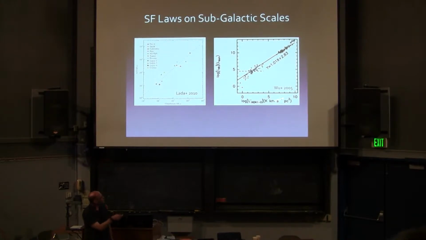Here's another way of looking at subgalactic scales and actually galactic scales. On the x-axis here, this is the luminosity of the HCN 1 to 0 line. The HCN 1 to 0 line is a tracer of dense molecular gas. And by dense, I mean it traces gas with a characteristic density of about 10 to the 4 to 10 to the 5 particles per cubic centimeter. The luminosity in that line you can think of as roughly indicating the total mass of gas at that density.